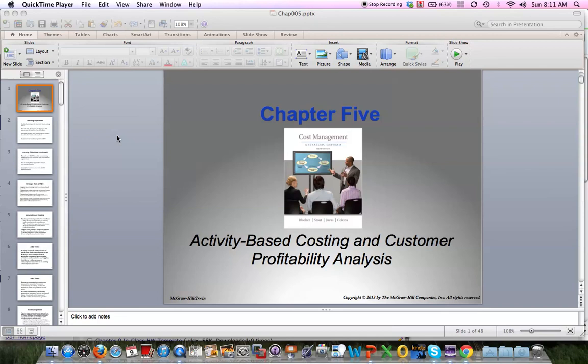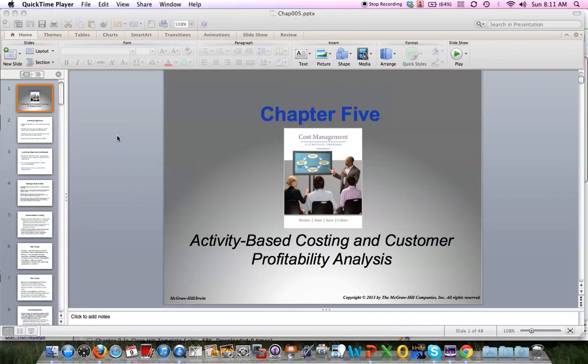Today is chapter 5 and we're looking at activity-based costing, also known as ABC, which is what I'll be calling it most of the time. It's just a little bit easier to say. I'm starting in your book on the bottom of page 131. They start to discuss what ABC is, the strategic role of ABC.